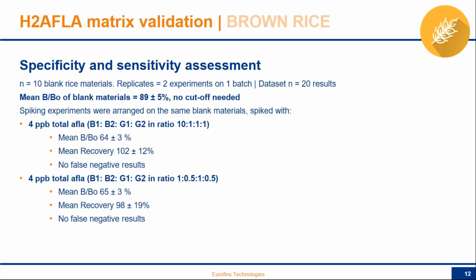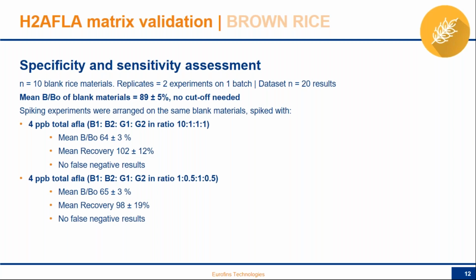And then we challenged the kit by adding B1 and G1 at the same concentration and half concentration for B2 and G2. And what we did discover is that results are totally the same. So thanks to the cross-reactivity of the assay towards the 4 aflatoxins, we got almost the same inhibition, almost the same results, and the confirmation also that the limit of quantification could be set at 4 ppb as well.